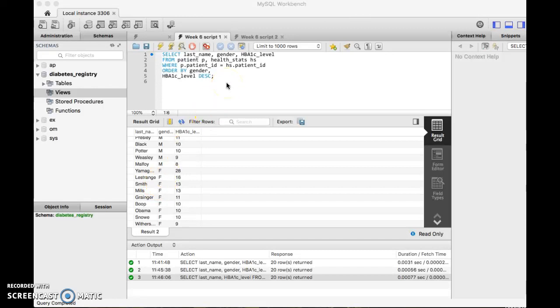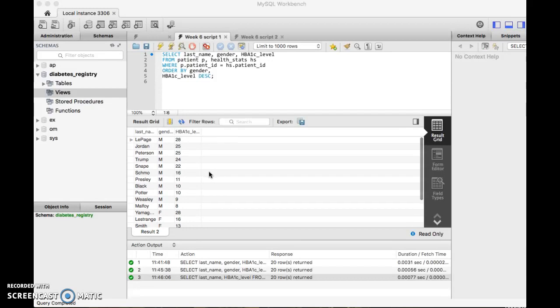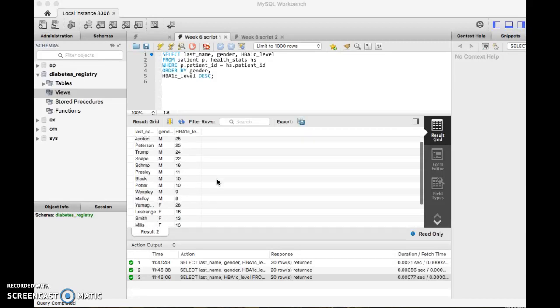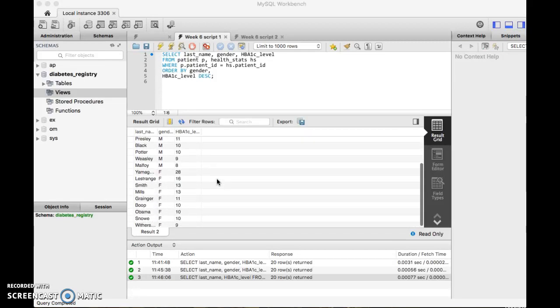As you can see, I did a script that shows the gender of all of my patients. It's sorted by gender and by descending order of HbA1c level. I figured that would be more helpful than just having them all random. So you can see my results are all of my male patients with their HbA1c levels starting with the highest and going to the lowest, and then all of my females with, again, their A1C levels highest to lowest.